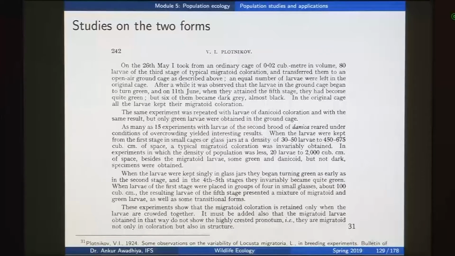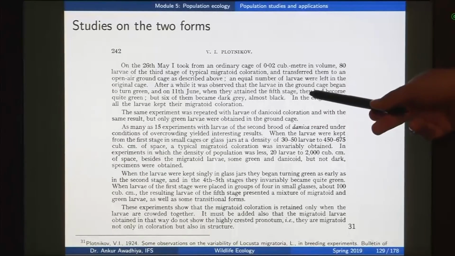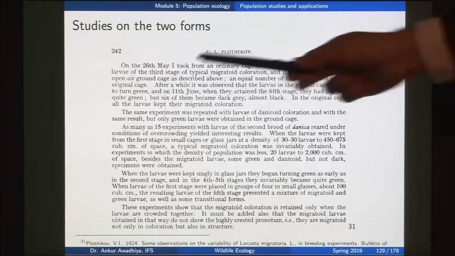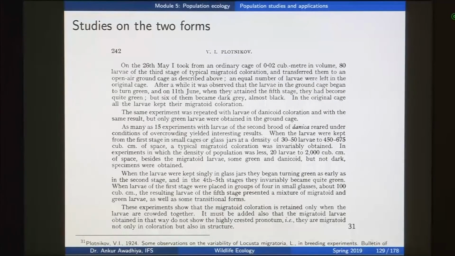So, he describes the cage, which is not very important, but then he says that after a while it was observed that the larvae in the ground cage began to turn green, and on the 11th of June they attained the 5th stage. They had become quite green, but 6 of them became dark grey, almost black. In the original cage, all the larvae kept their migratoid coloration. So, essentially when you are keeping these larvae in different densities, then you are seeing that there are some larvae that are changing their colors.